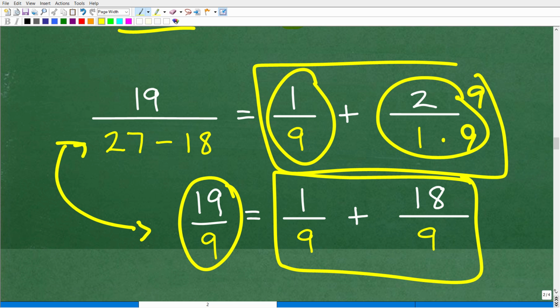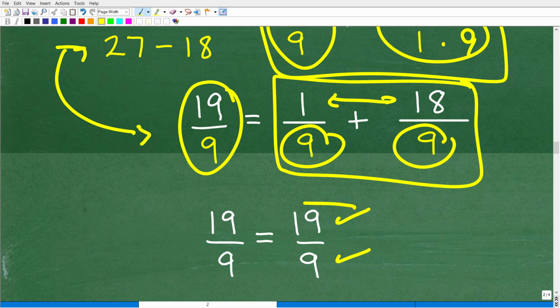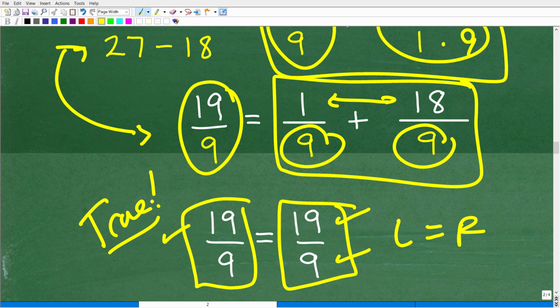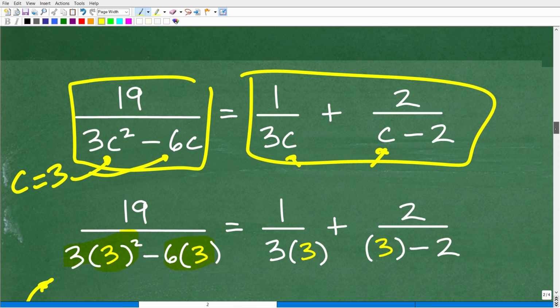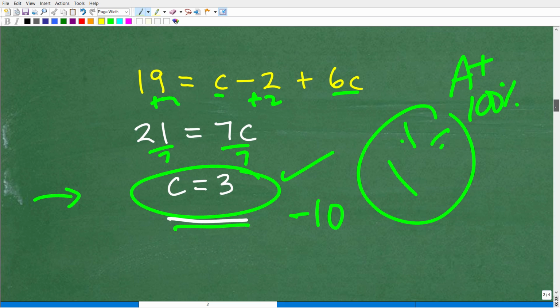Now I can add these two fractions right here, and you can see we have a good solution because 1/9 plus 18 over 9, I'm going to add the respective numerators because I have the same denominator. I have 19 over 9 over here and 19 over 9 over here. The left is equal to the right. In other words, this is a true statement. Therefore, C is equal to 3 is the actual solution. So you need to show this part of the problem, okay? If you didn't do this, again, you are just kind of guessing, you're hoping.